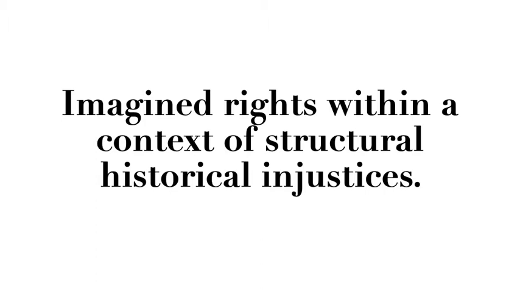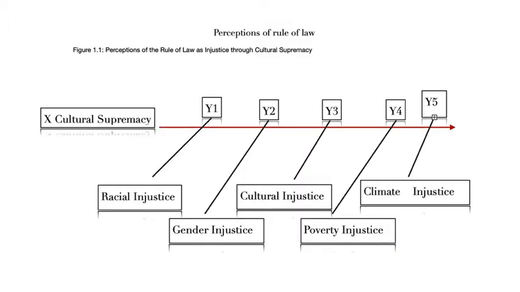So we want to start by imagining rights within a context of structural historical injustices. In other words, we don't want to think about rights just in the year 2020 or in 2012 or one particular year. You want to see it as a process over time. So the easiest way to do this is to compare one thing to 5 other things.